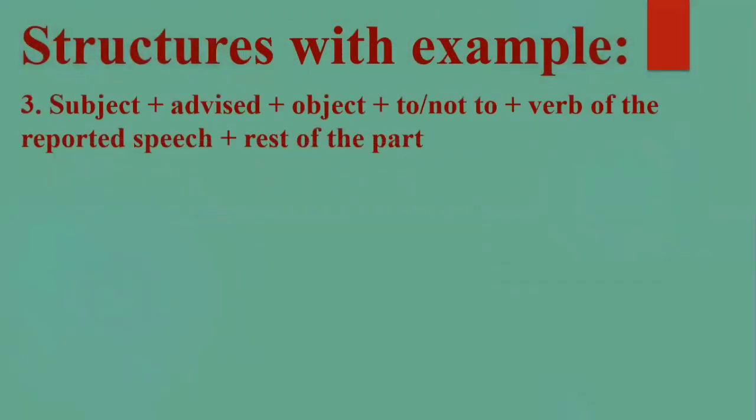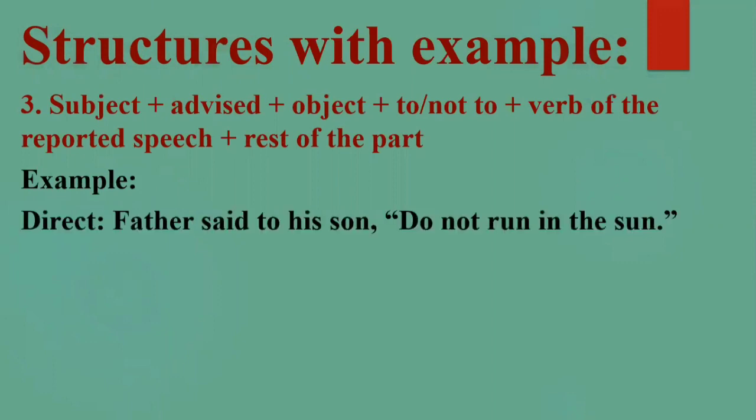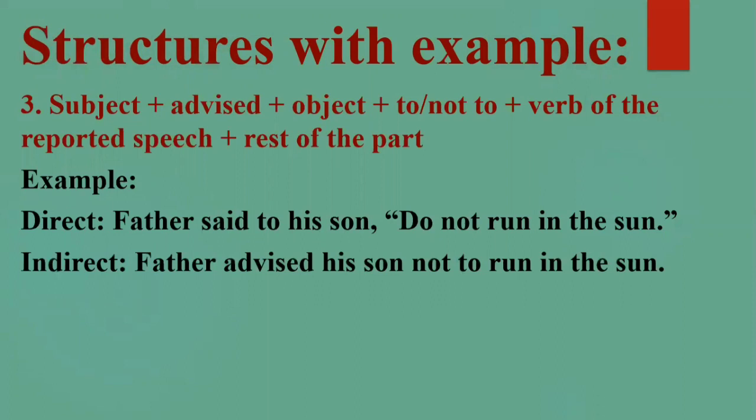Here number 3, look at the structure: subject, then advised plus object, then to or not to, then verb of the reported speech, then rest of the part. Here look at the example. Direct: father said to his son, do not run in the sun. Okay, so what will be the indirect form? This is the indirect form: father advised his son not to run in the sun. I have told you that in case of negative sentence, you have to use not to. So here, father advised his son not to run in the sun.